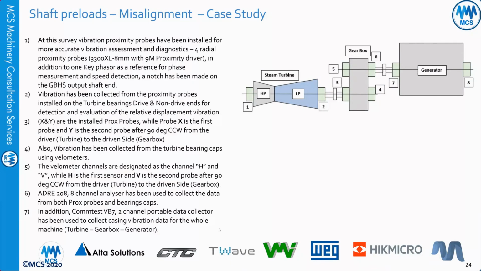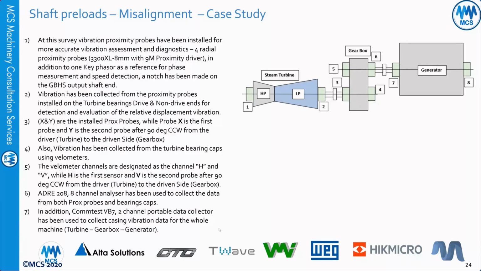So vibration has been collected from proximity probes, because this is an old turbine and doesn't have any proximity probes. So vibration has been collected from proximity probes installed on the turbine bearing, drive and non-drive ends, for detection and evaluation of the relative displacement. We were lucky that there were already some holes on the bearing caps, which enabled us to install these proximity probes.